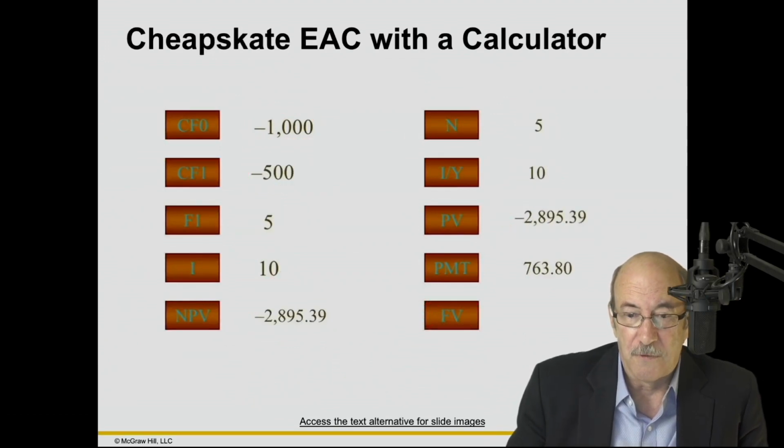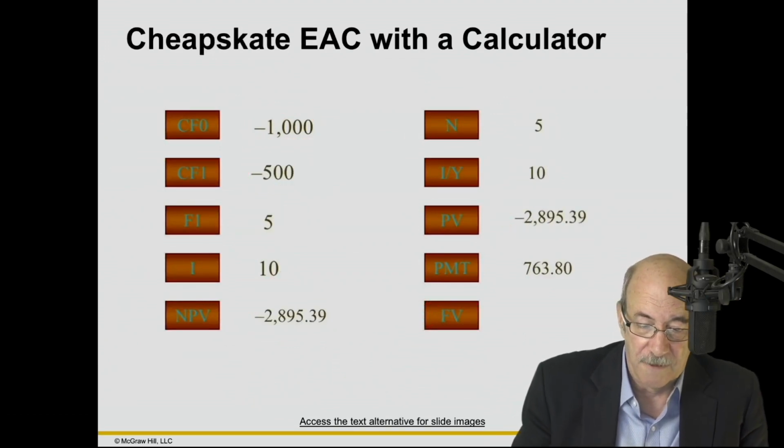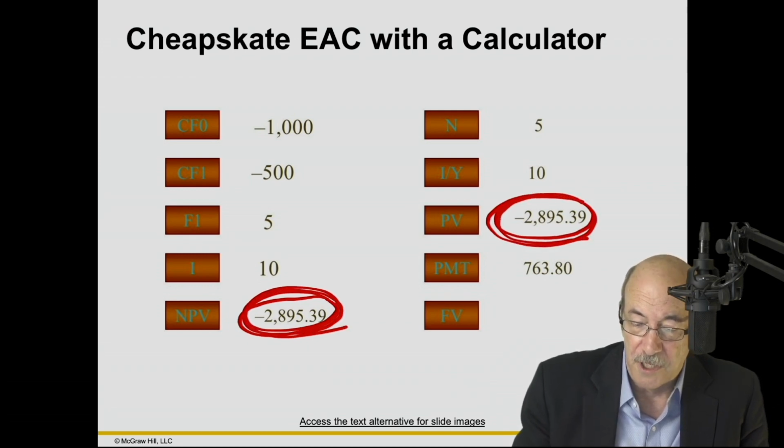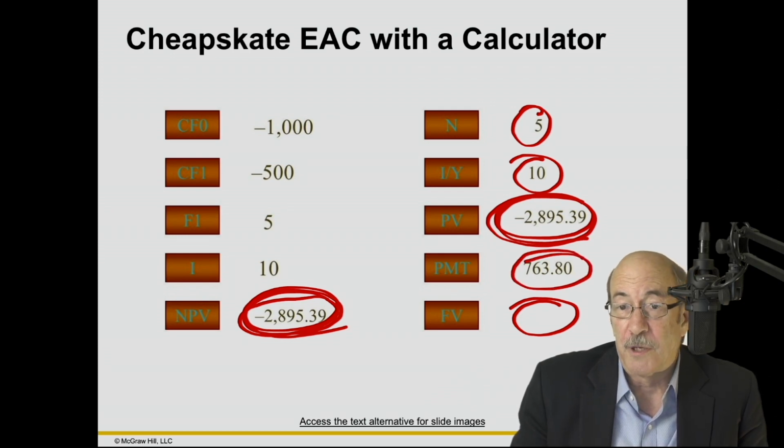With the cheapskate, we do exactly the same thing. The difference is that this is our present value, and so we put that in over here as a PV, zero out the future value, plug in 5 years, 10%, and solve for a payment, an annual payment of $763.80. There you go. All right.